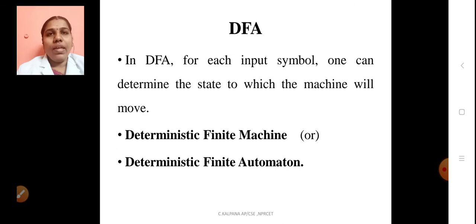In DFA, there is a single transition for the same input symbol. But in NFA, there is more than one transition for the same input symbol. I will explain by the diagram.